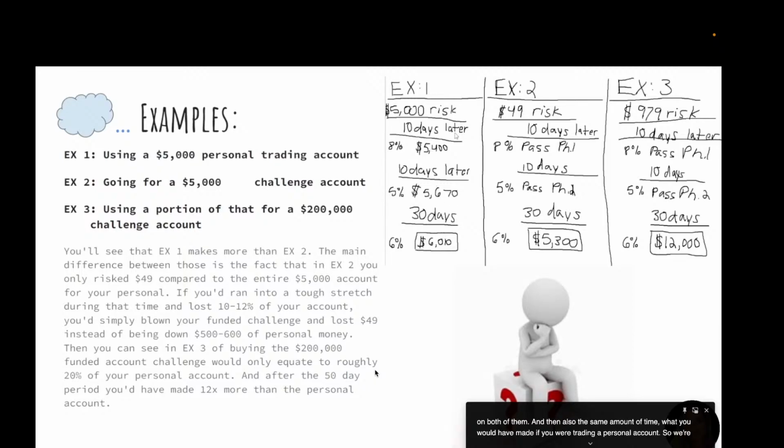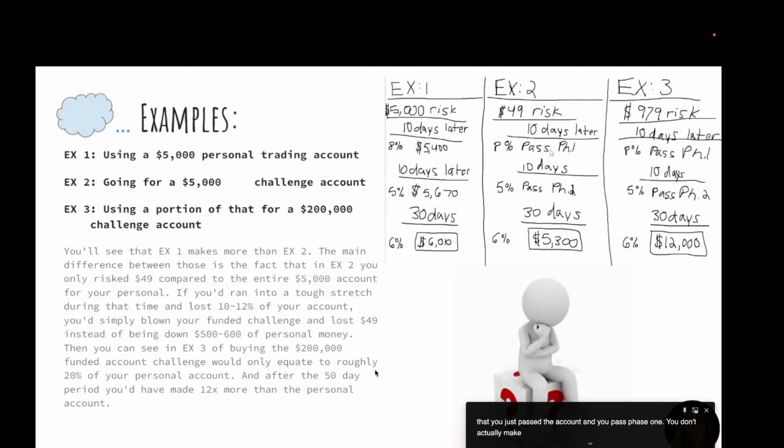So we're saying 10 days later. So 10 days later, what you'll see is 8%. So say you made the 8% goal, enough to be able to pass your challenge accounts. So if you made 8% on your $5,000 personal account, you would have made $5,400. That would be your new total for your account. If you made 8%, that means you just passed. So 8% on your 5K account would mean that you just passed phase 1.